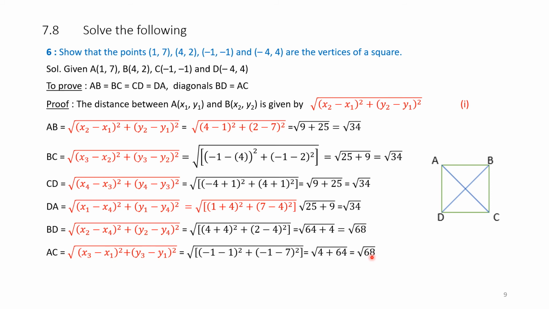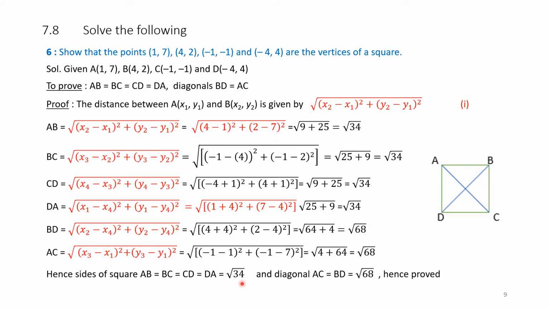Therefore, we have proved AB is equal to BC is equal to CD equal to DA is equal to root 34, square root of 34, and diagonal AC is equal to BD equals root 68. Hence, we have proved that these form the vertices of a square.